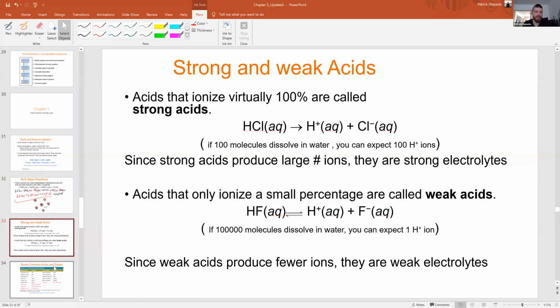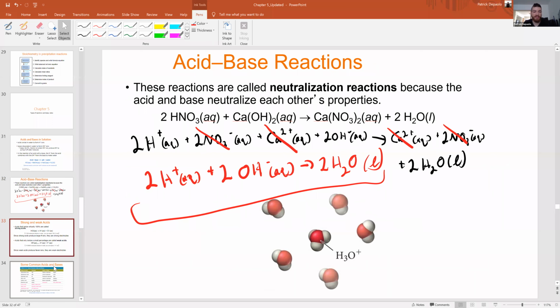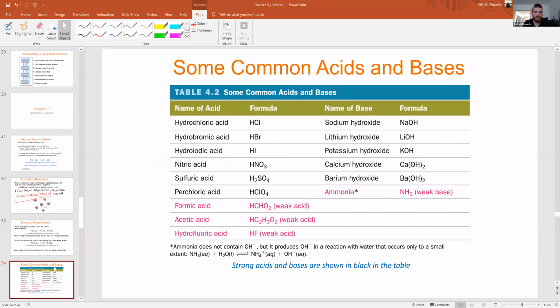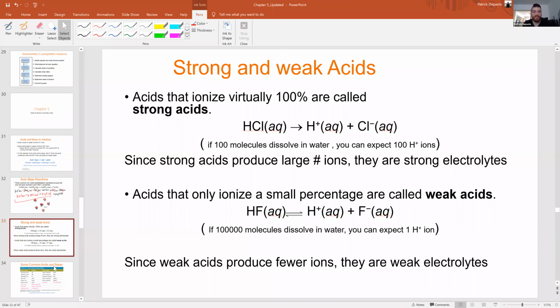Okay, good. So a lot of this is review. So here's strong and weak acids again. Same slide as before. I put it in the beginning because it tied in better to the beginning than it did to here. I hated the original layout of this chapter.